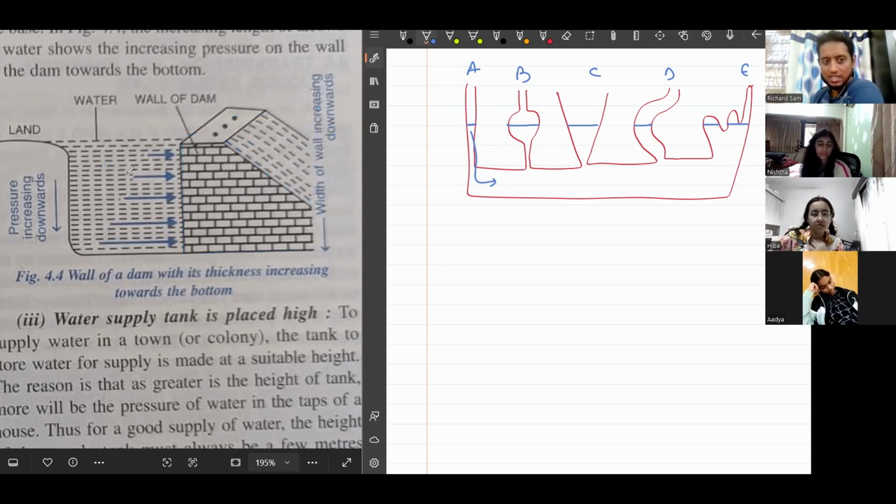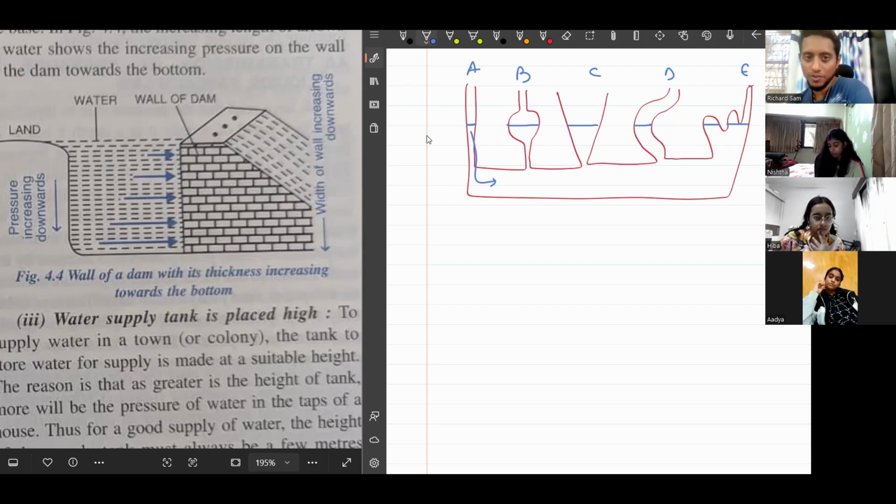Just like how you make buildings also. Have you seen the tallest building in the world, Burj Khalifa? How the structure is? It's wide at the bottom, and as it goes up, it gets narrower. Why is it wide at the bottom? Okay, that's a different reason. That is to decrease pressure, right? The wider you make it, the lesser the pressure.